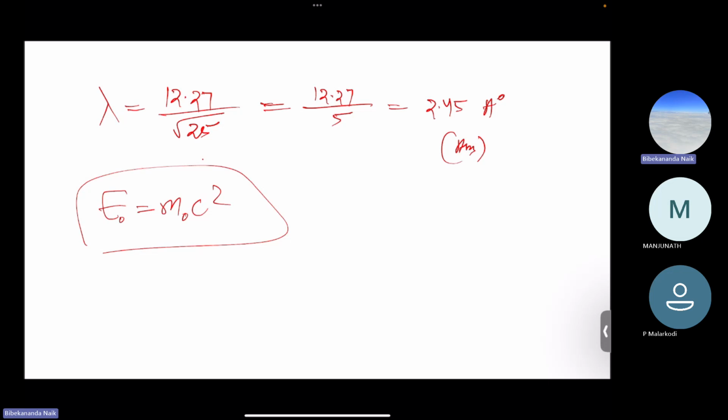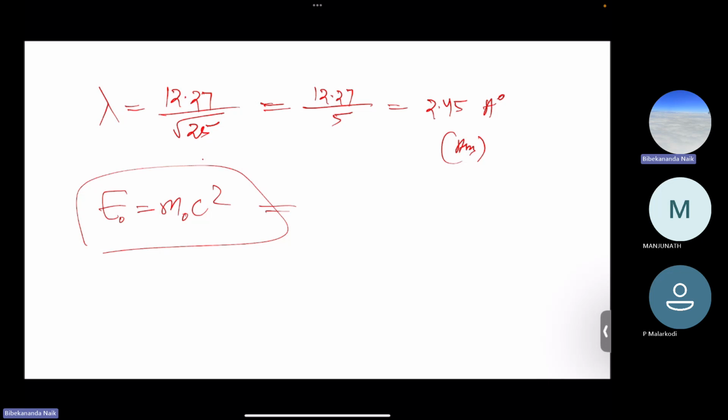Can anyone tell me what is the rest mass energy of electron? 9.1 into 10 to the power minus 31. No, no. I am talking about rest mass energy. It's not rest mass. So just multiply c square with it. So it is 551 keV. It's not 100 keV. It is 500. Sorry, 511 keV.